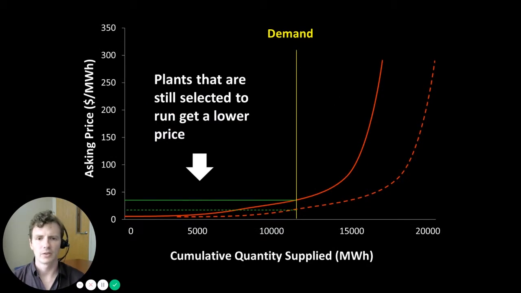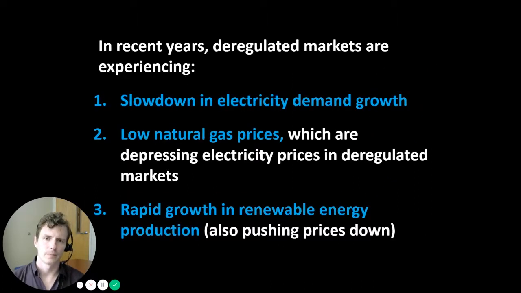At the same time, because those renewables are pushing the system supply curve out to the right, the intersection between supply and demand now occurs at a lower point on the y-axis, which means that the plants that are selected to run get a lower price for electricity.